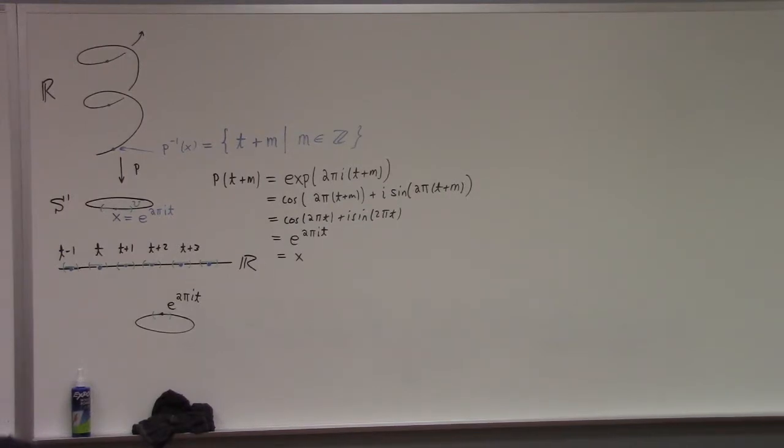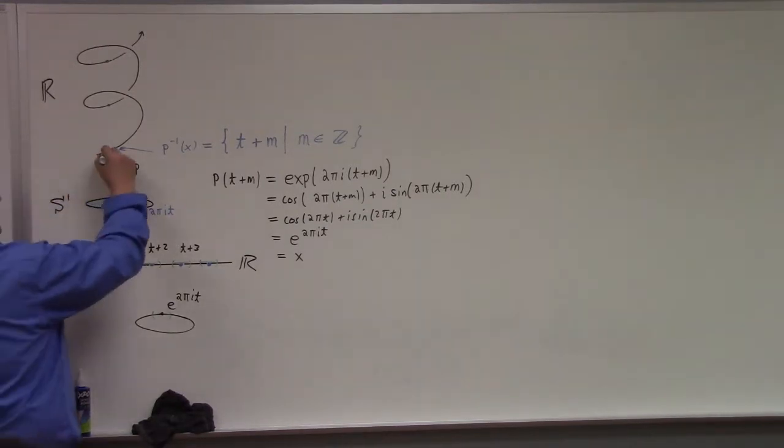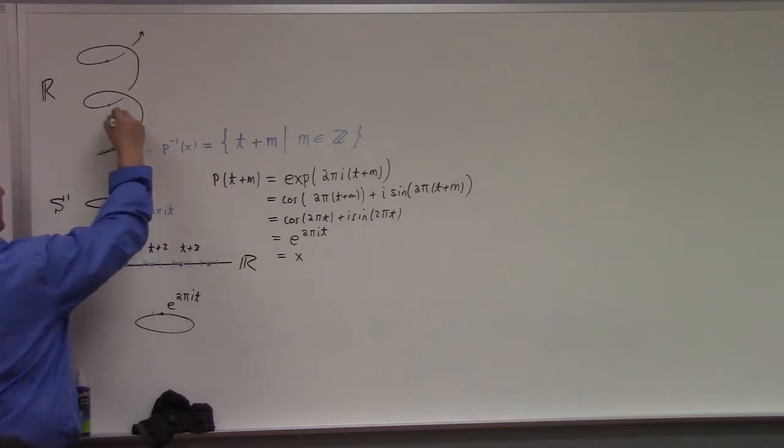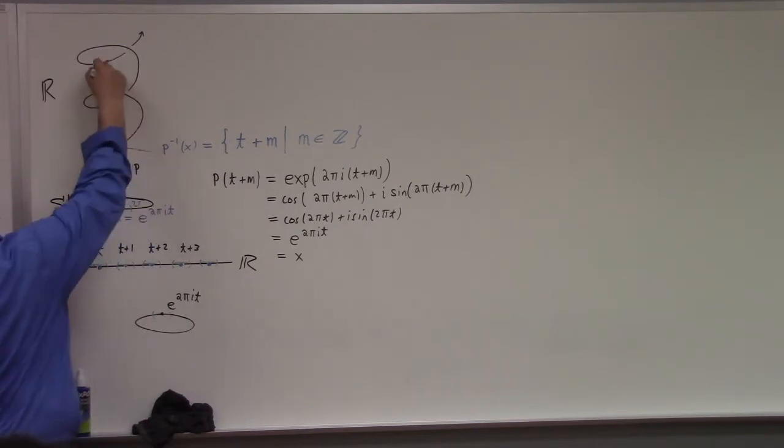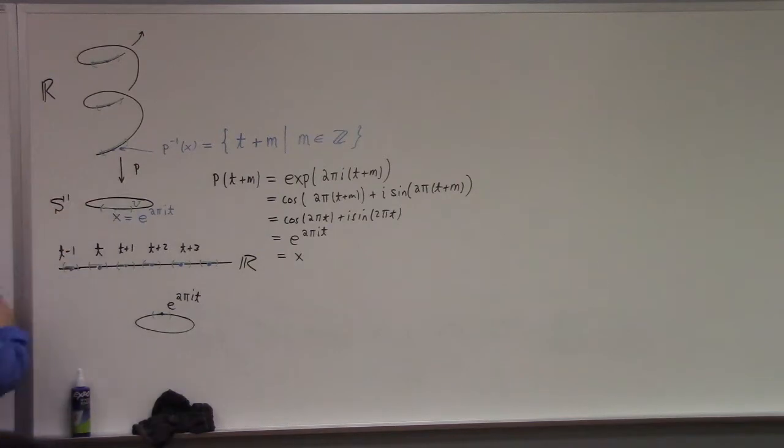Right, in the helix picture, it looks something like this little bit right here, then this little bit right here, and this little bit right here. And those are the sheets, right? In some sense, they're like a copy of U, a stack of copies of U, right?